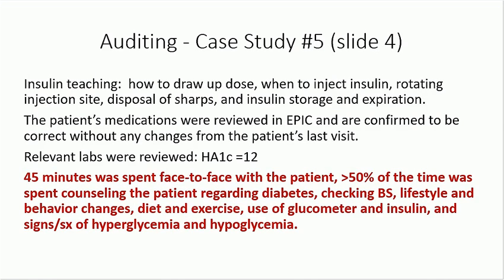Greater than 50% of the time was spent counseling regarding diabetes, checking blood sugars, lifestyle and behavior changes, diet and exercise, use of the glucometer and insulin, and the signs and symptoms of hyperglycemia and hypoglycemia. So this note has a time statement documented. Let's see if we can answer yes to all of the questions on the auditing tool under the time-based billing assessment to see if time can be used as the controlling factor for this case.